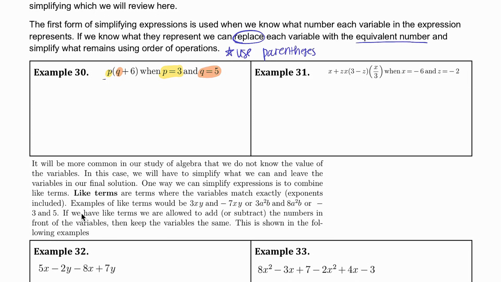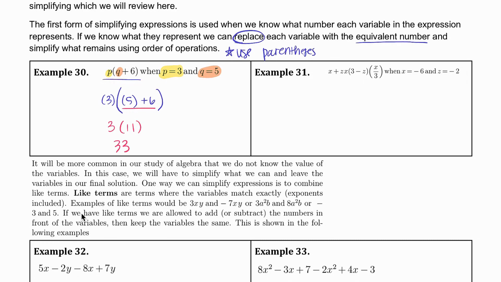Okay, so we're going to rewrite this problem, replacing our letters with their given values. So I know that P equals 3. Inside my parentheses, I know that Q equals 5, plus 6. Okay, from here, we're just going to simplify. We're going to do what's inside my parentheses first. 5 plus 6 is 11. We have a 3 on the outside. 3 times 11 is 33.